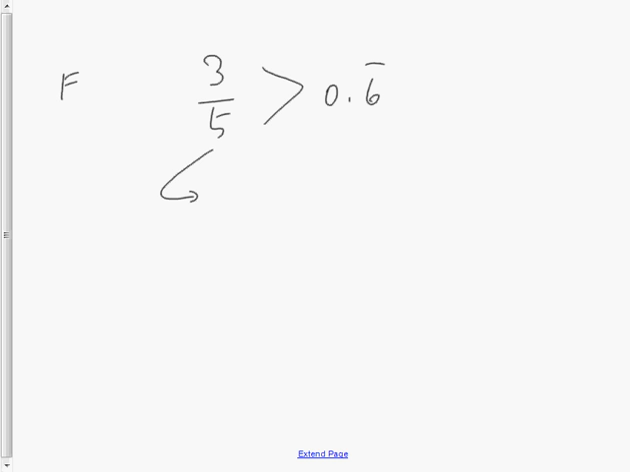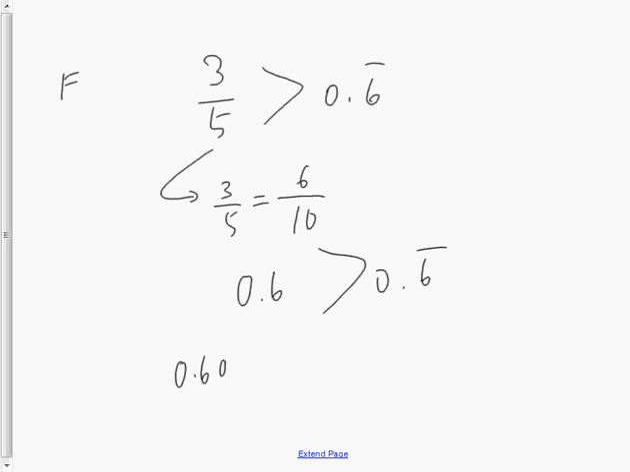If I wanted to change 3/5 into a decimal, I would first have to create an equivalent fraction that has a denominator of 10, 100, or 1,000. So when I look at this, I realize that I can make it into an equivalent fraction with a 10 denominator. In this case, it would be 6/10, which as a decimal is written as 0.6. So another way to think about this question is like this. We know that 0.6 is really 0.6000000, and we know that 0.6 repeating is 0.666 to infinity. So therefore, this number is larger, and it is false.